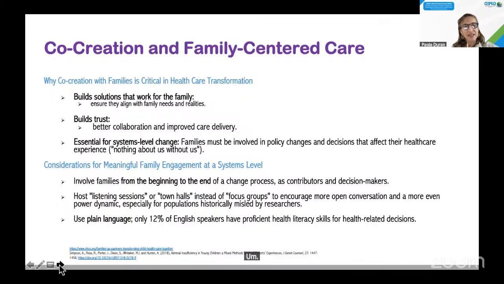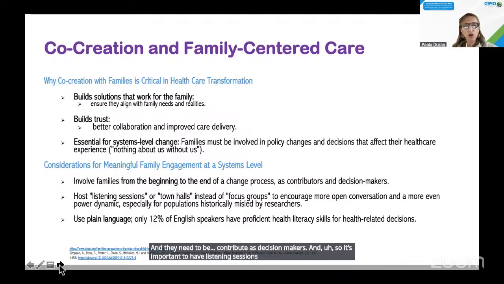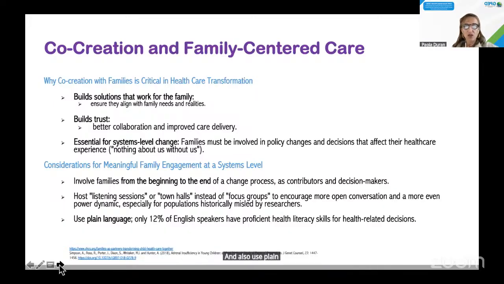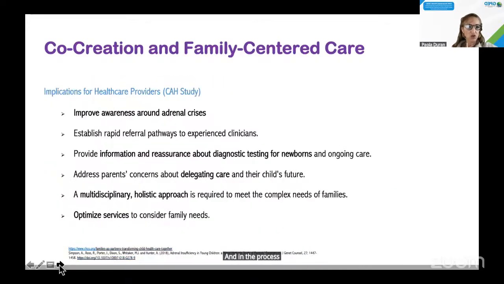So the families need to be involved from the beginning to the end, and they need to contribute as decision makers. It's important to have listening sessions to encourage more open conversation and a more even power dynamic, and also to use plain language so everyone can understand and be involved in the process of co-creation.